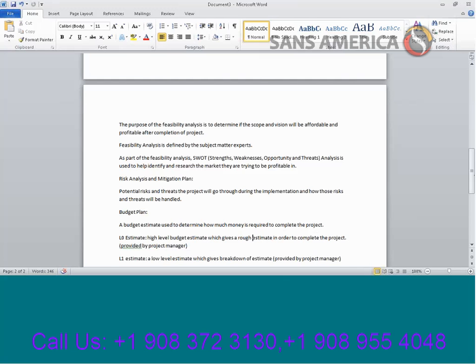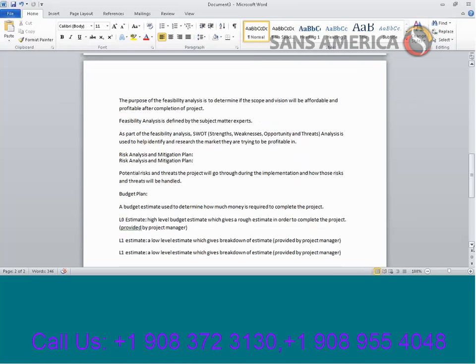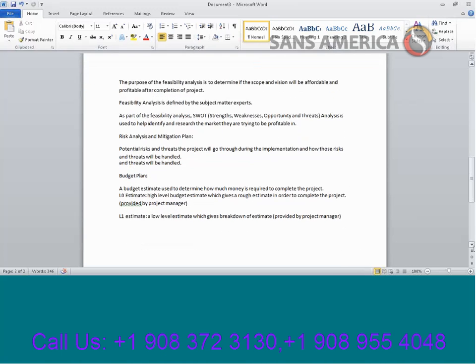See, as a BA, you may not be involved in all these phases at all. You may not be involved in feasibility. You may not be involved in risk or budget planning. That's not your area. We are discussing everything because we need to know the process. Okay, I got it. Yeah. Most importantly, scope and vision, yes, you may be involved. Okay. Is it clear? Yes.